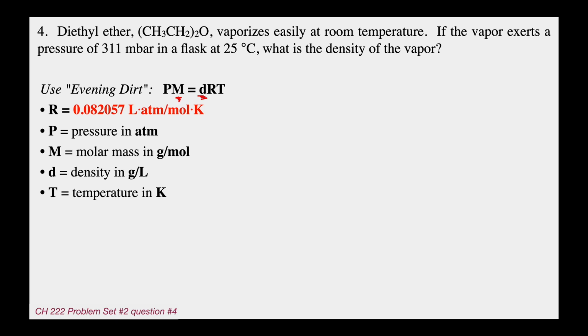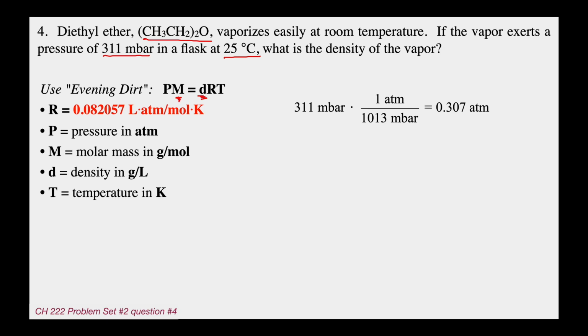So if you look at all these values right here, the 311 millibar is a pressure. We're going to translate that into atmospheres using that 1013 millibars per atmosphere conversion I talked about earlier. Woohoo! 25 Celsius we'll have to turn into Kelvin, and M, the molar mass, we're going to find the molar mass of the diethyl ether. So let's do the millibars first. 311 millibars, you can turn that into atmospheres by dividing by 1013.